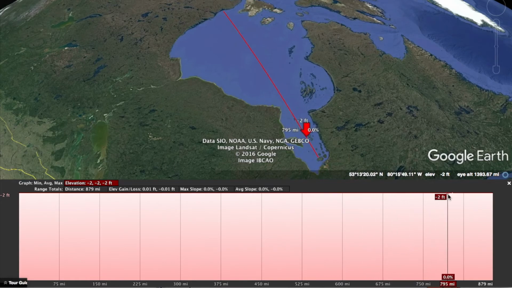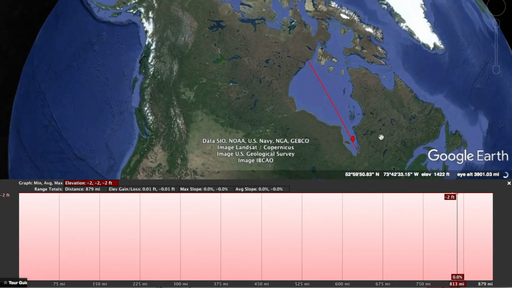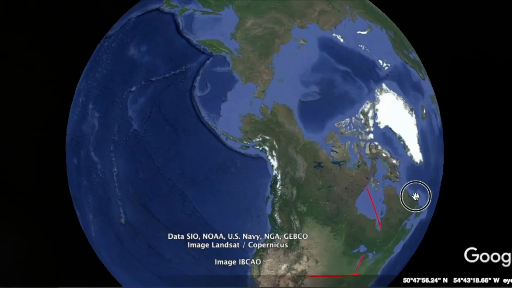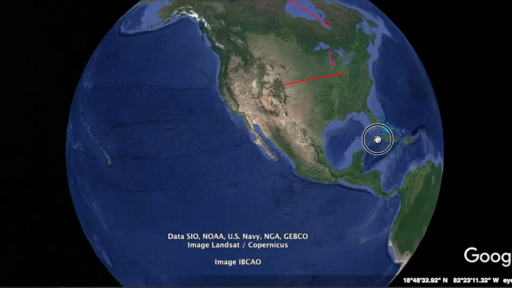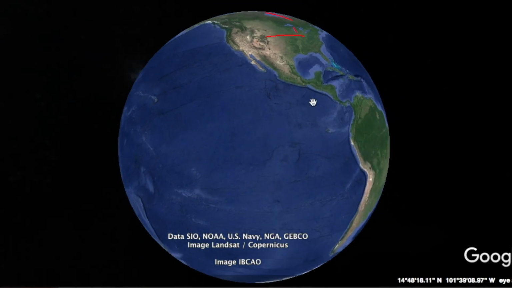So what does all that mean? What I believe it means is that water is flat, water seeks its own level. Therefore, the idea that we're spinning on a globe is absolutely impossible.